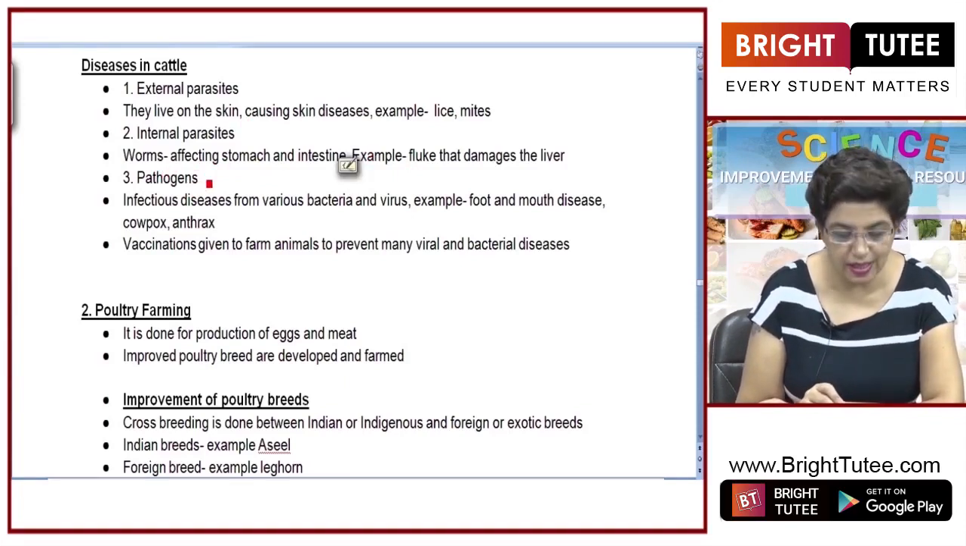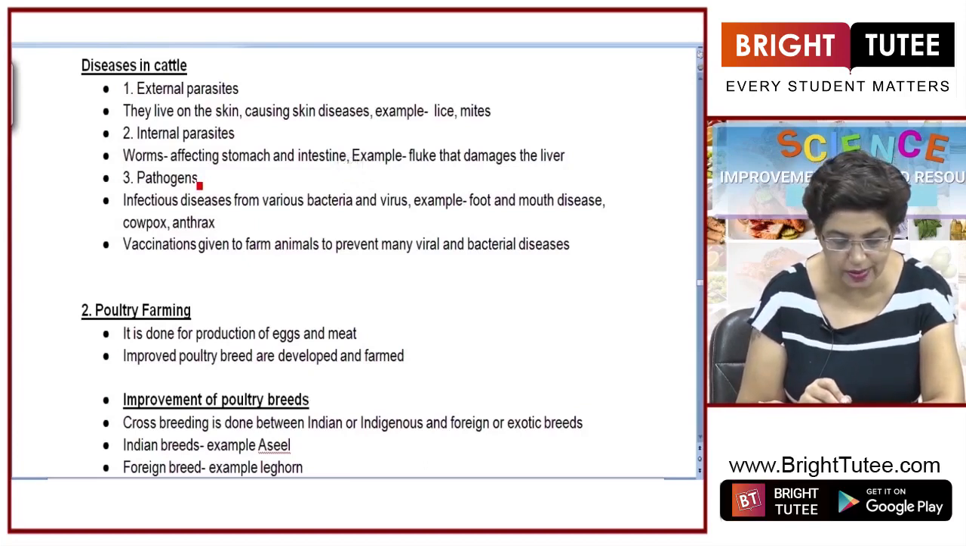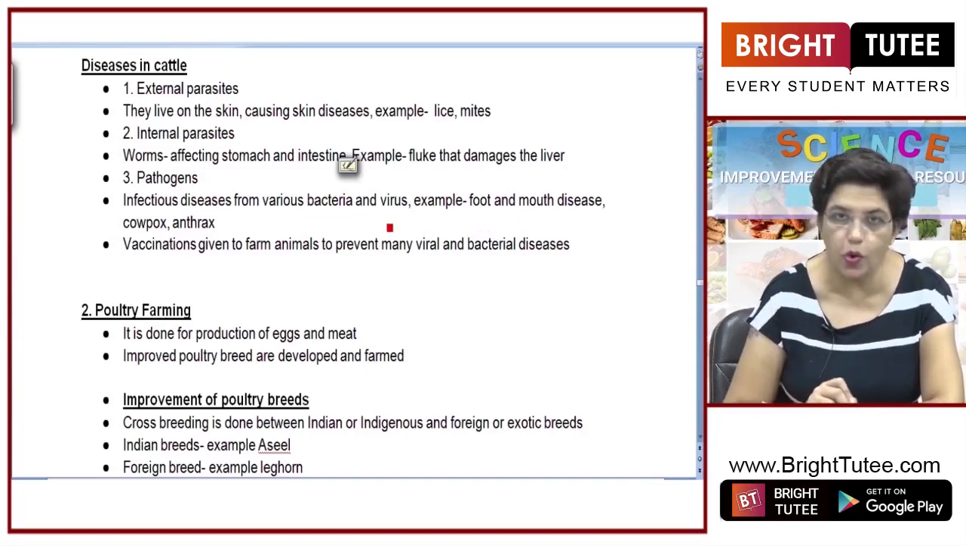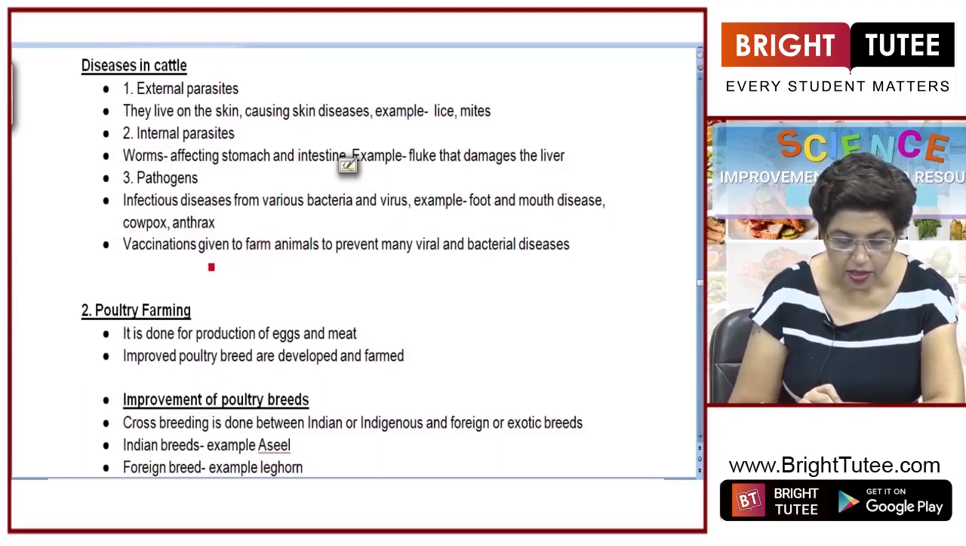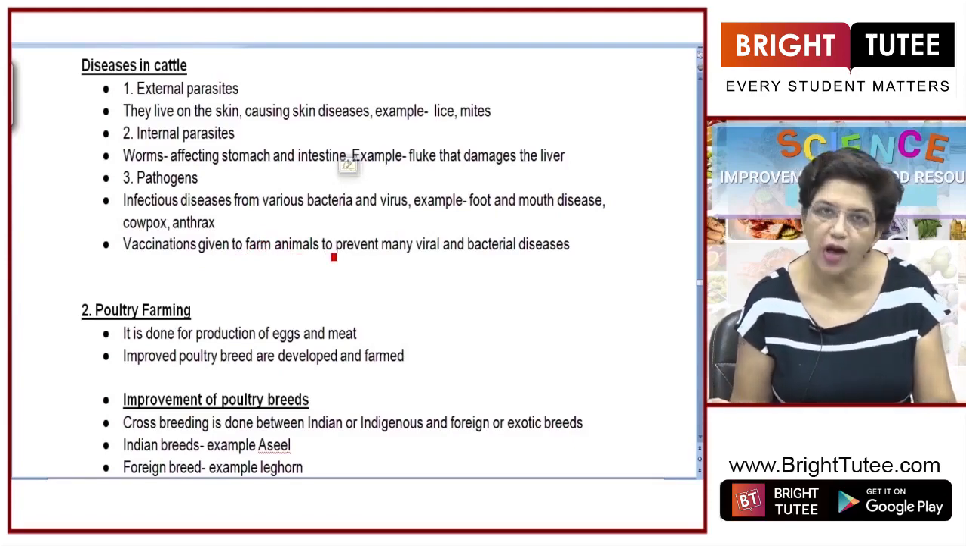Apart from these parasites, there are pathogens, the microorganisms which can cause diseases. So infectious diseases from various bacteria and viruses. Examples are foot and mouth disease, cowpox, anthrax. Some of them are deadly diseases. So to prevent them, vaccination can be given to the farm animals.